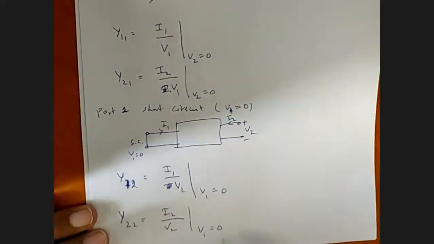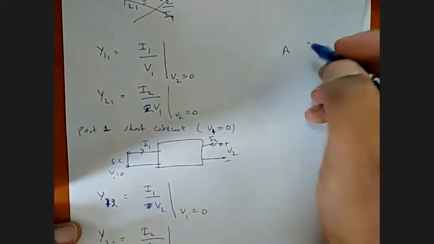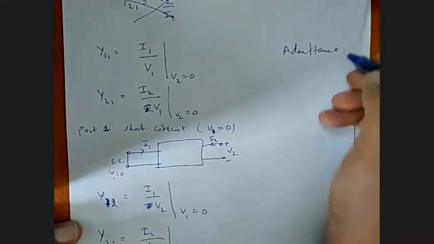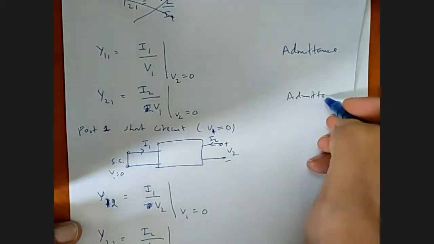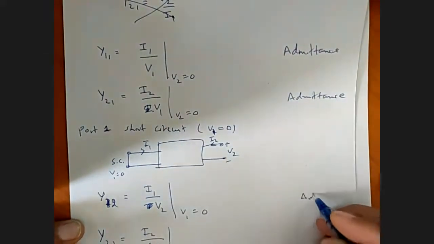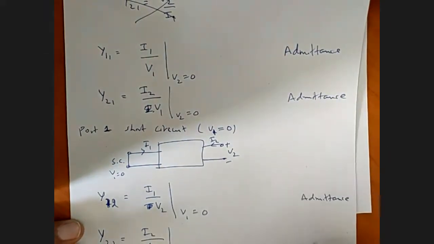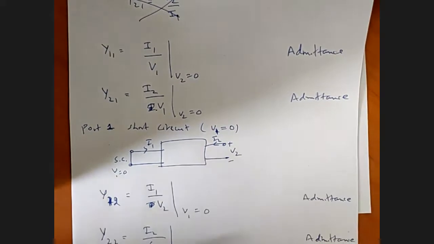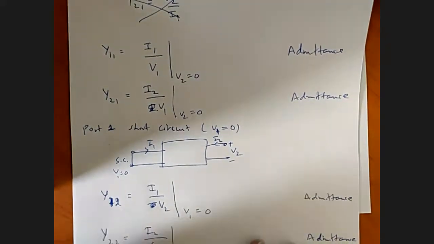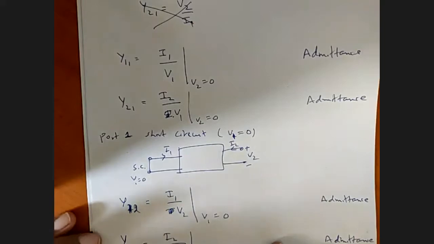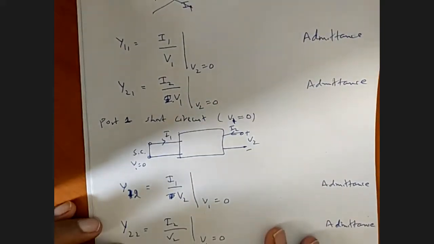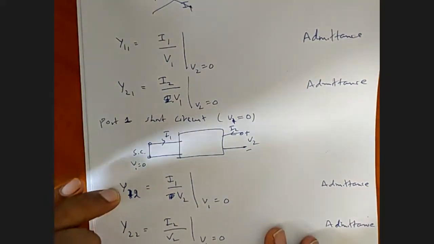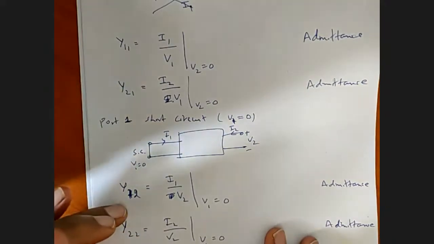Now these all are admittance. Current divided by voltage. So these all are admittances. Now Y11 and Y22, they are of same port. That means they are transfer function. And Y21 and Y12 are of other port. So they are driving point functions.